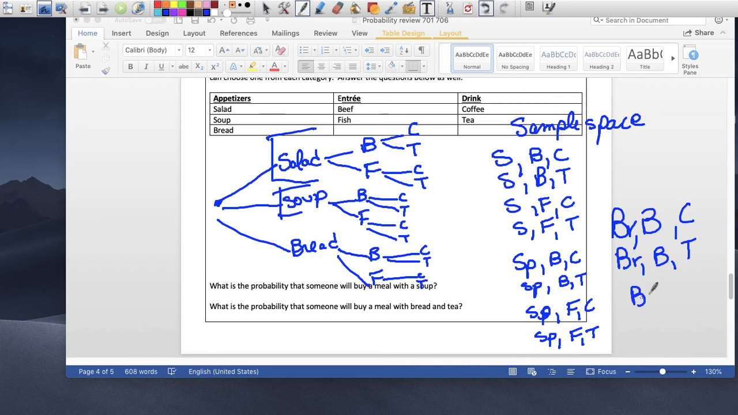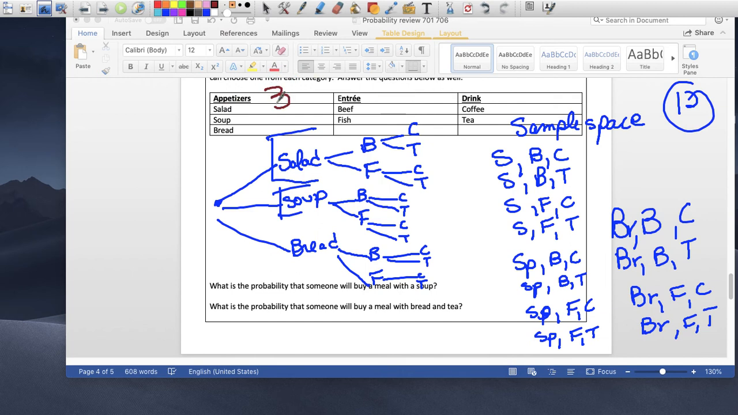What else can I have? I can have bread, fish, and coffee, and bread, fish, and tea. So I have 1, 2, 3, 4, 5, 6, 7, 8, 9, 10, 11, 12 possible different combinations. And you already knew that because remember, we can always multiply the number of choices in each section.